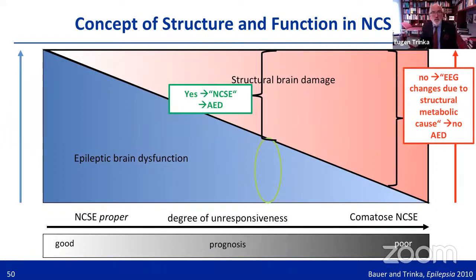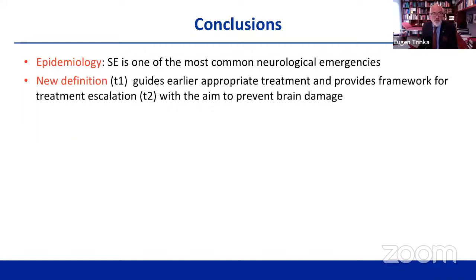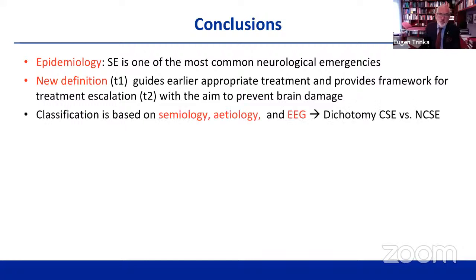The clustering of subtypes of status epilepticus is along the classification, the level of consciousness, the degree of unresponsiveness, and the degree of responsiveness to anti-epileptic drugs. So I conclude, status is a common neurological emergency. Everyone should know about this. The new definition, T1, guides earlier appropriate treatment and provides a framework for treatment escalation, because at T2, we want to prevent brain damage and want to stop seizures.